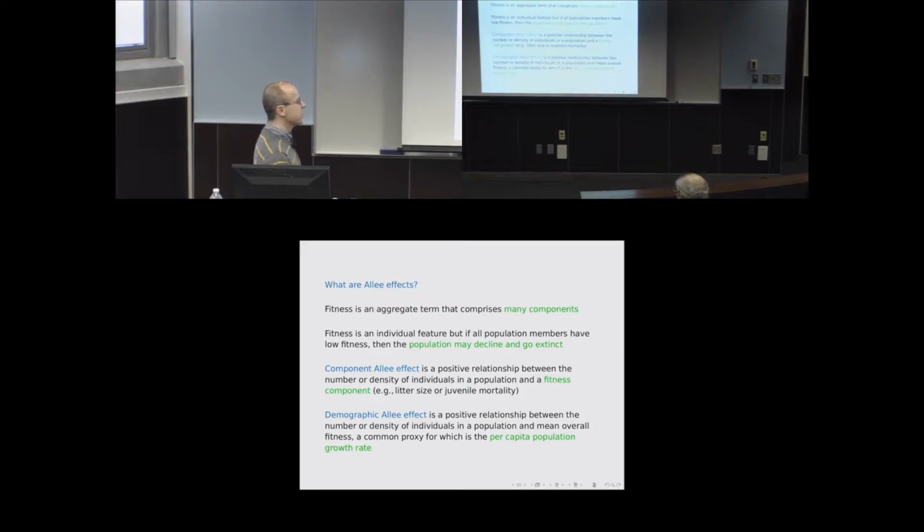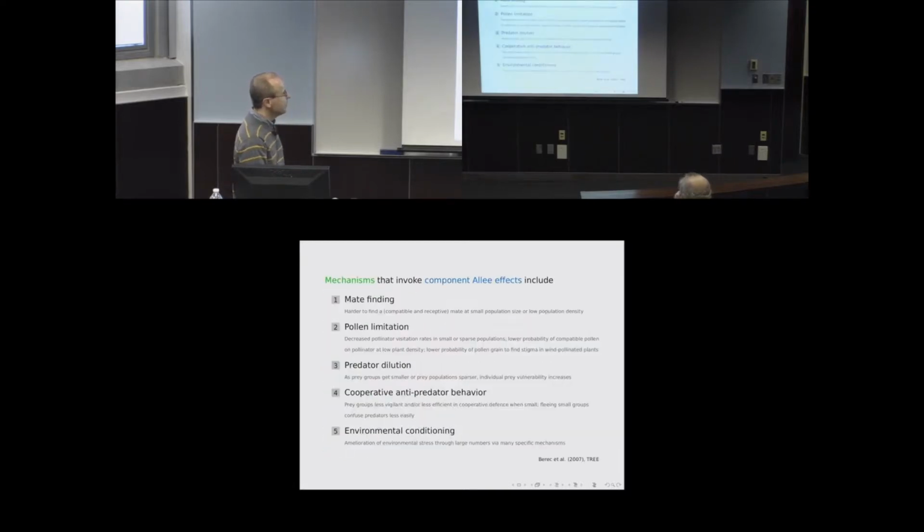And the important thing which is commonly used is that the demographic Allee effect is quantified, or the total fitness of the population is, at least in theoretical ecology, quantified through per capita population growth rate. So if we speak of demographic Allee effects, we essentially speak of positive dependence between population size or density and per capita population growth rate.